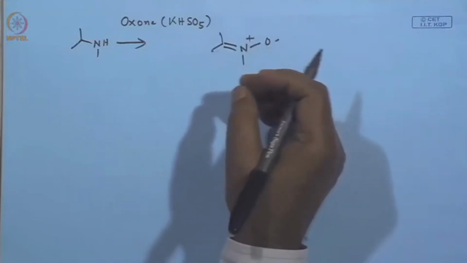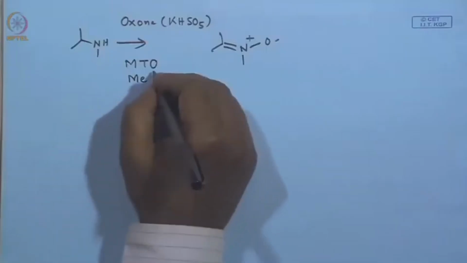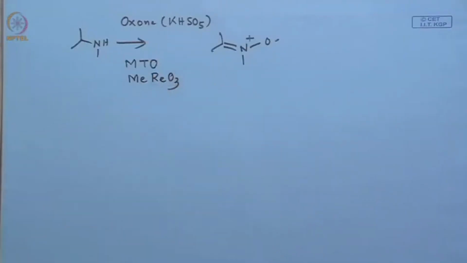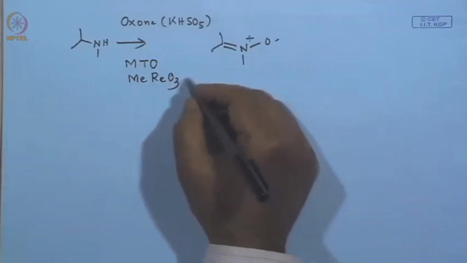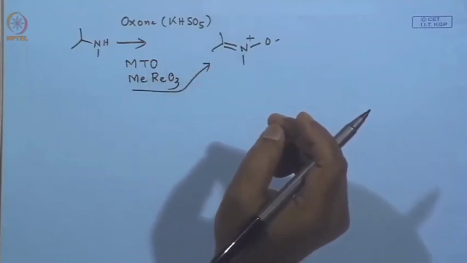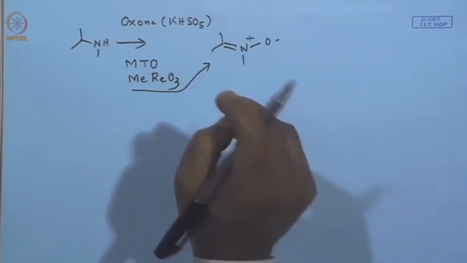Previously, nitrone was prepared by hydrogen peroxide and sodium tungstate. Here is another nice, clean oxidizing agent. I do not know whether you know it or not, MTO. MTO is methyltrioxorhenium, just like osmium tetroxide. This is just to show that in the case of heterocyclic chemistry, MTO is also useful.